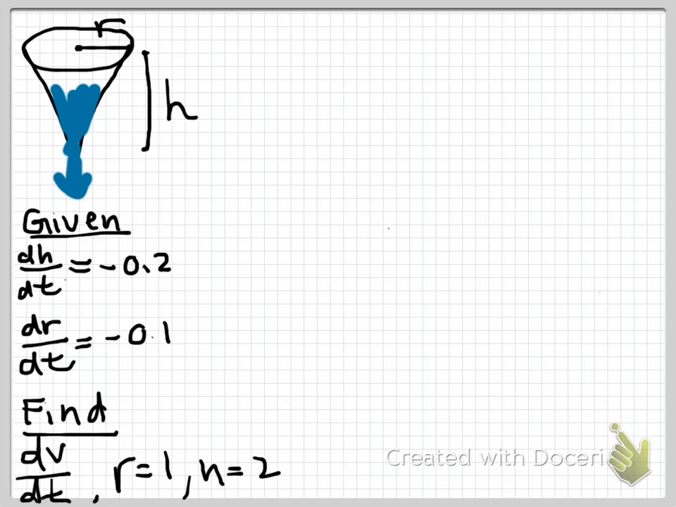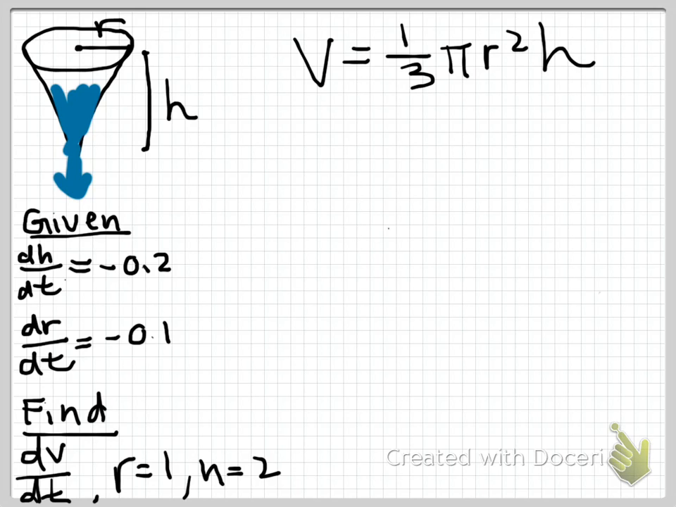So, of course, the equation that we're going to be using is V equals 1/3 pi r squared h. And we know that because we are working with the volume of a cone. So if we want to take the derivative of this, then hopefully you can see that what we are dealing with is a product, right? So there is actually a product of 1/3 pi r squared times h, right?